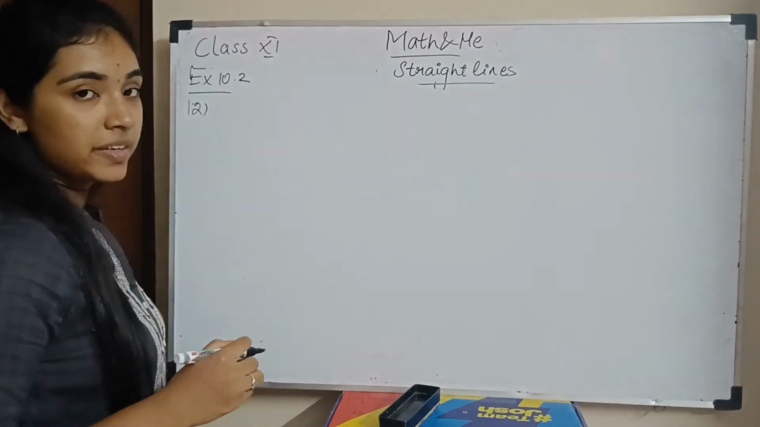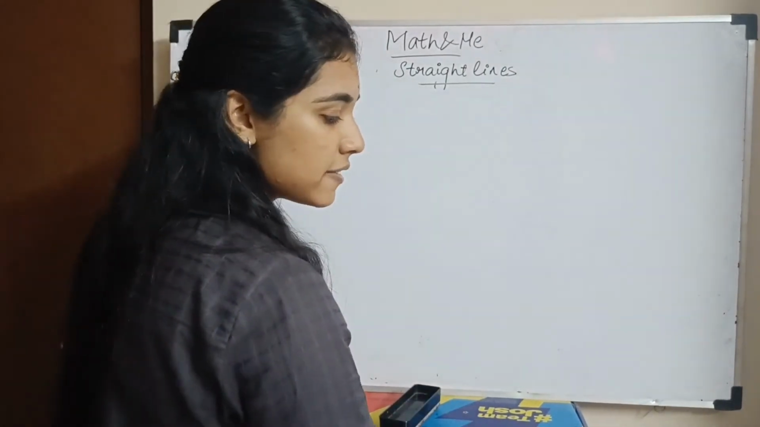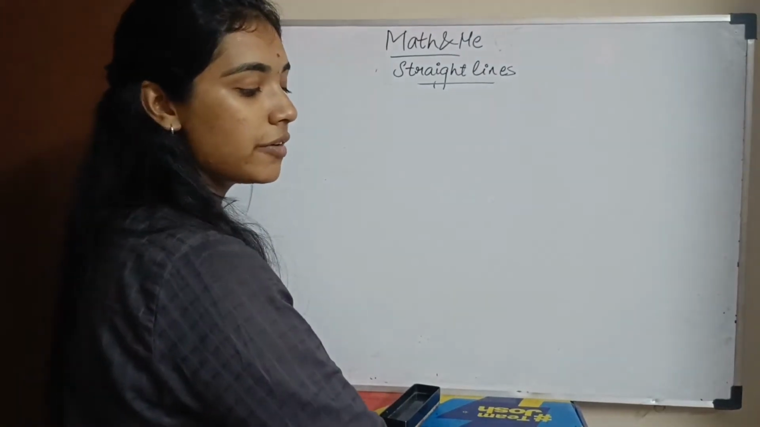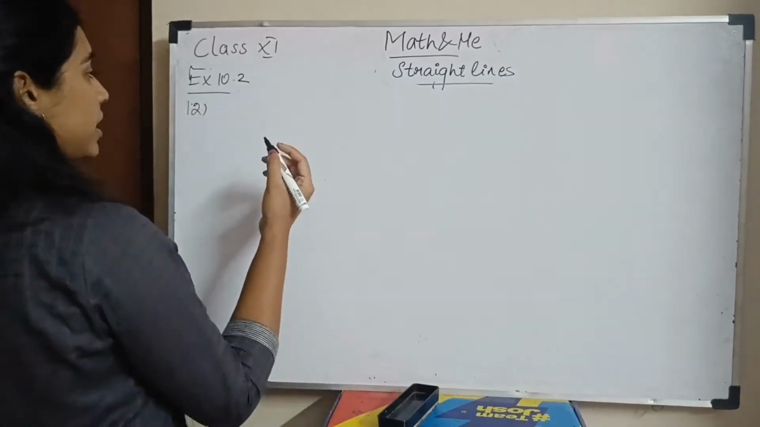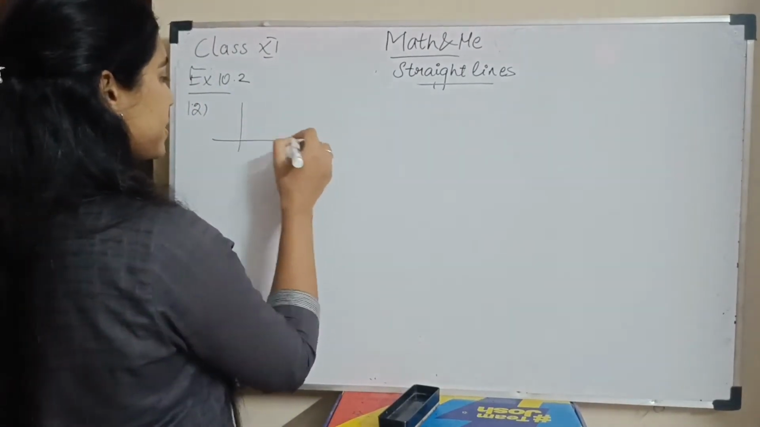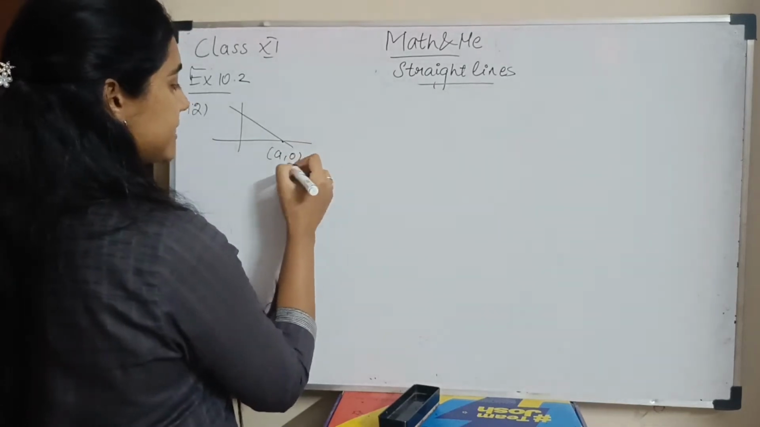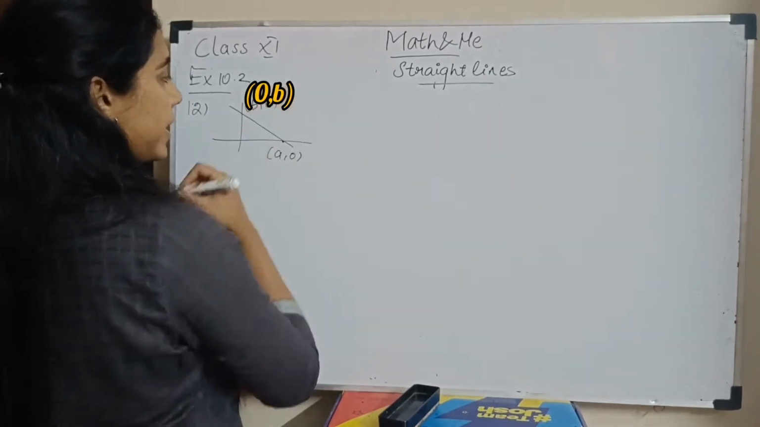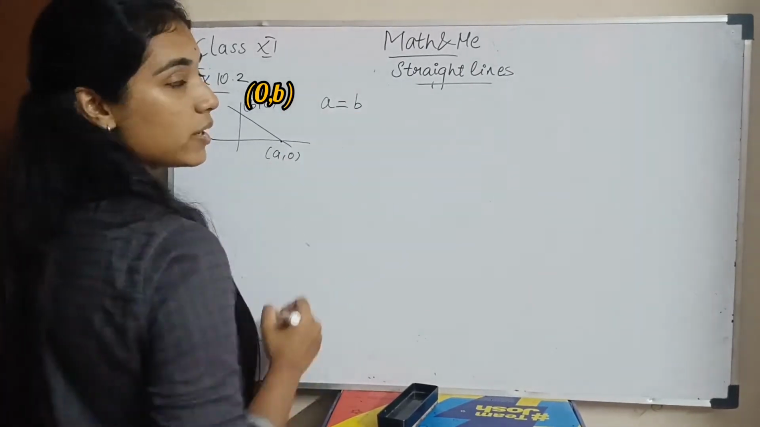Question number 12. It looks complicated, but it is very, very simple. Please pay attention. Find the equation of the line that cuts off equal intercepts on the coordinate axis. So what do you mean when you have intercepts? The particular line intersects on the x-axis and the y-axis. They mean to say equal intercepts, meaning A equals B.